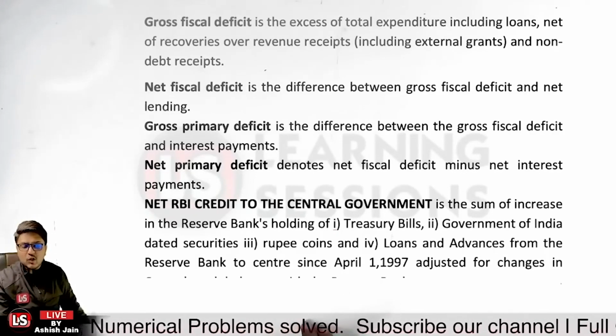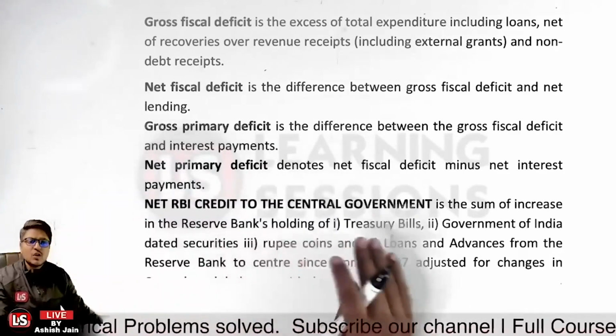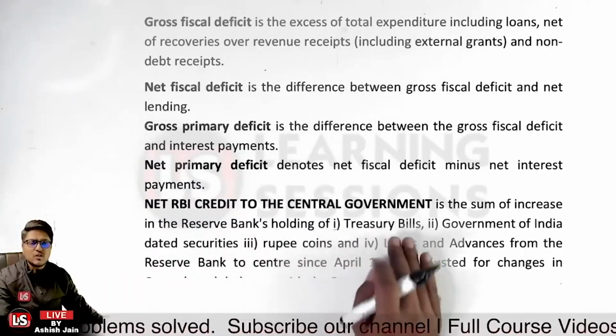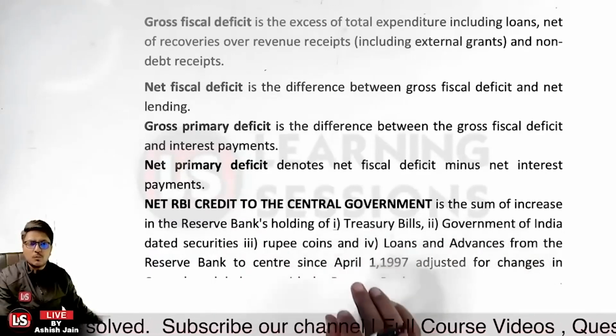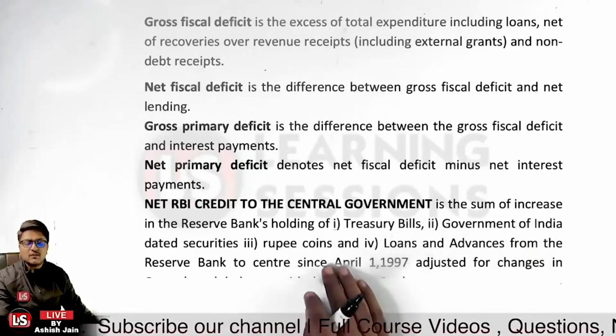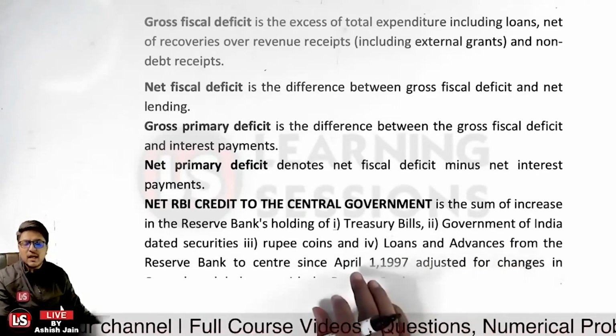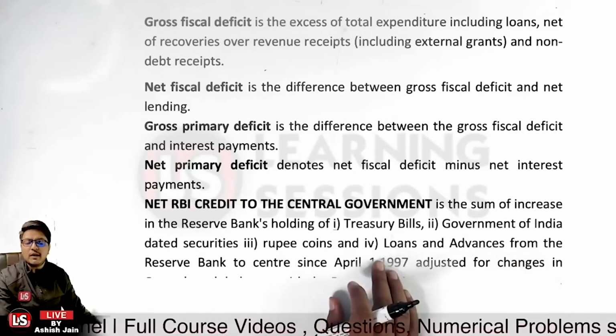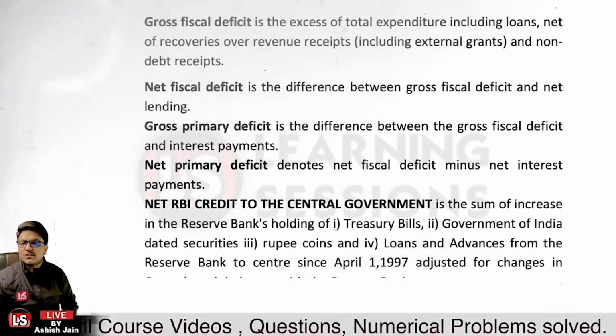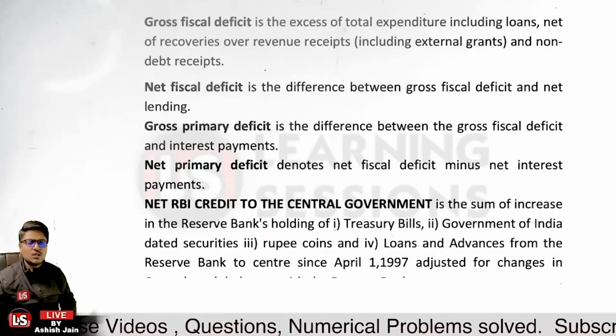Now, in that past, whatever the increases were in the treasury bills, Government of India dated securities, rupee coin, which is also issued by the finance ministry itself, and further the loans and advances from the Reserve Bank, that will basically be related to what? That will be related to net RBI credit to the central government.